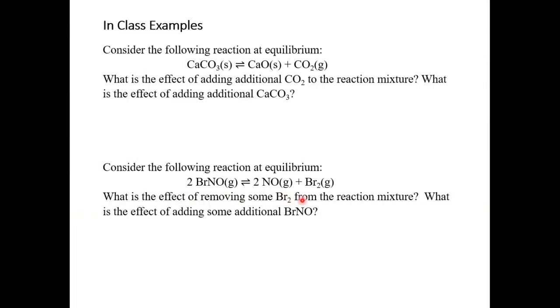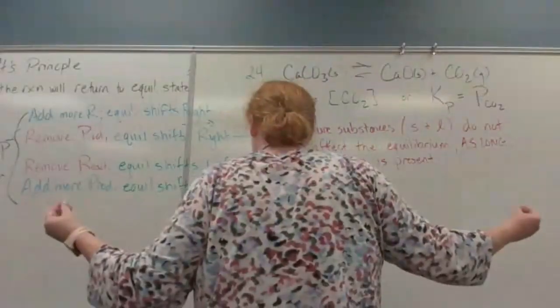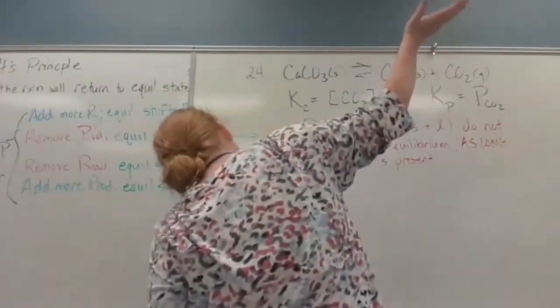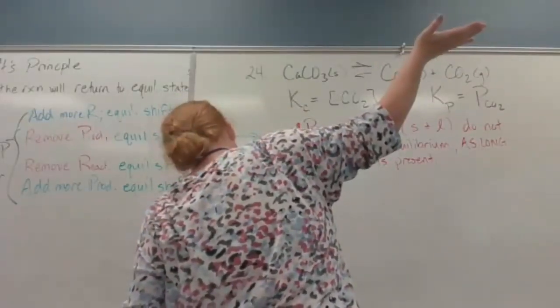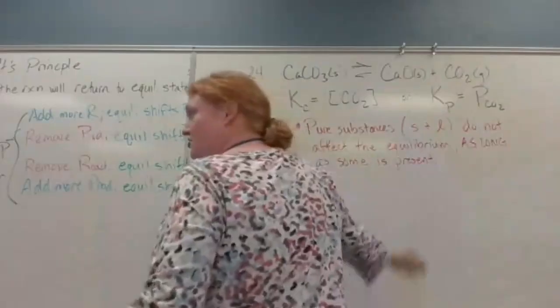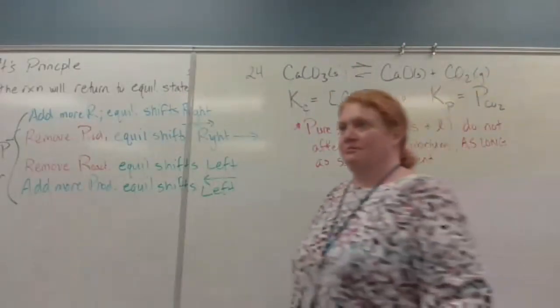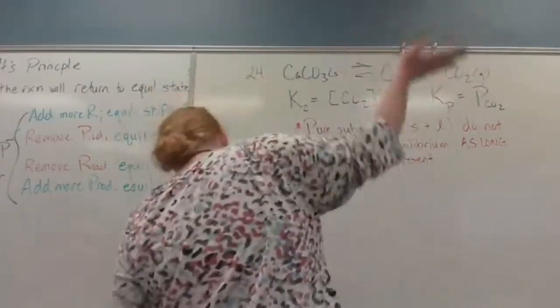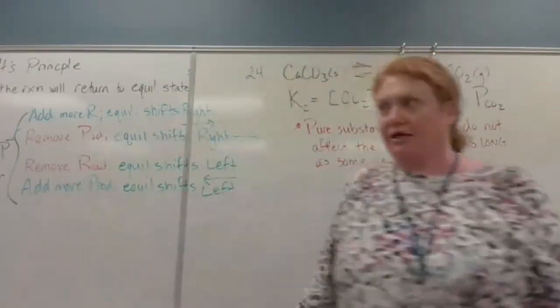What if I remove some bromine gas from the mixture? Okay, what are you doing? I'm removing some bromine. If I'm removing bromine, which is a product, that means I'm now off balance this way, right? It's got to shift forward. It's got to shift right. Do the change described first, and then think about the movement that you make.